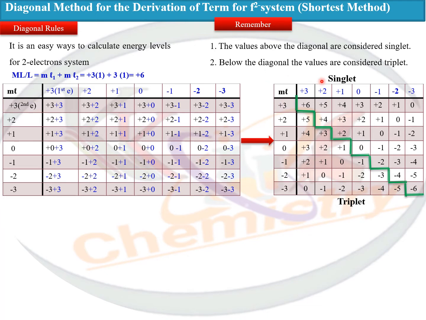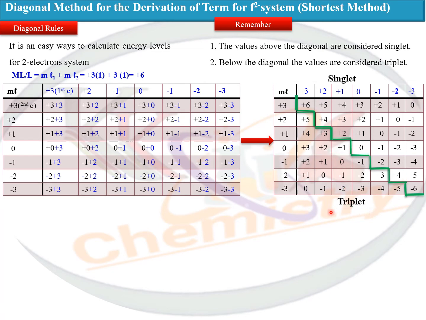Okay, remember the values above the diagonal will be considered singlet. By singlet here we mean that the spin multiplicity will be 1. You know the spin multiplicity can be 1 when the electrons are paired. The resultant S value, the total spin value, will be 0. By putting the spin value 0 in the 2S plus 1 formula for spin multiplicity, you get a singlet. That is why we have written it over here as a singlet.